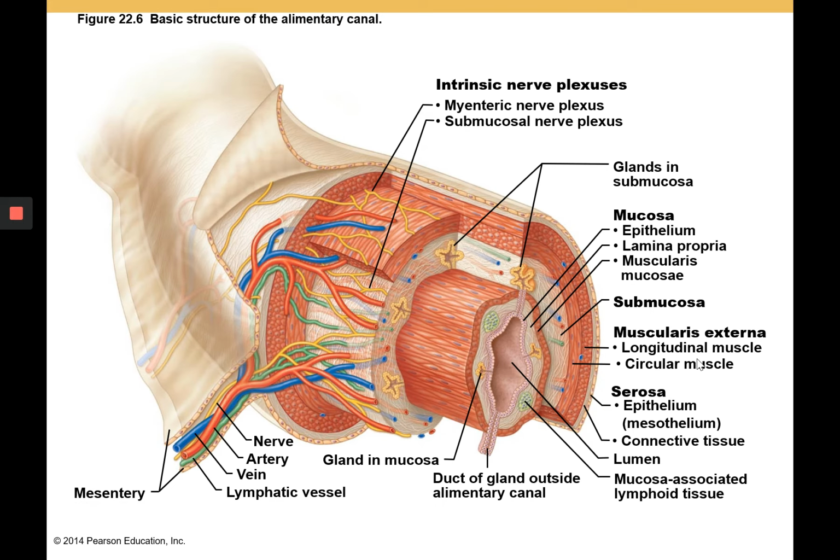So here we can see all 4 layers or tunics of the alimentary canal. We have the mucosa, which has an epithelial layer, underlying connective tissue membrane, and a muscularis mucosa, which is a layer of smooth muscle that's a part of the mucosa. There's also the submucosa, mainly areolar connective tissue with glands, lymphatic vessels, and blood vessels. Then there are 2 layers of smooth muscle that make up the muscularis externa. We have both a longitudinal and circular layer, so their fibers are going to be perpendicular to each other. And then we have the outermost membrane, and that's going to be the serosa, also known as the visceral peritoneum.